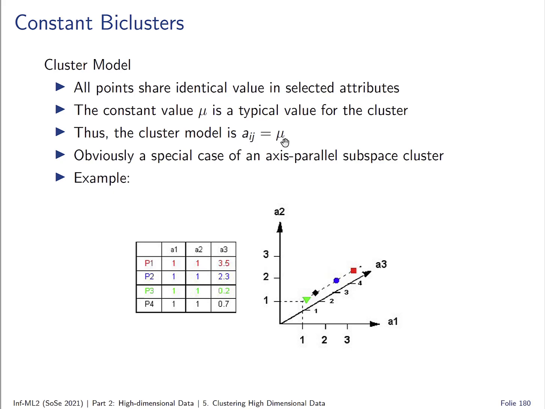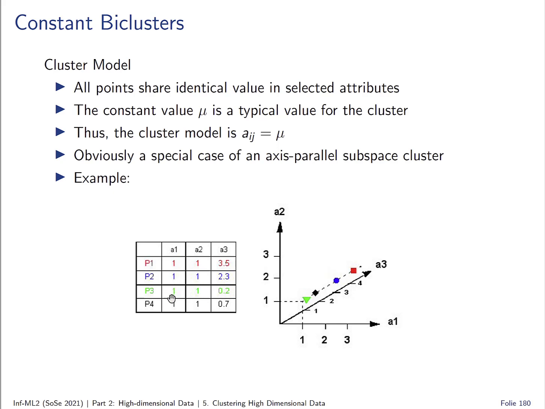And that is obviously a special case of an axis-parallel subspace cluster. We will see on one of the next slides why that is the case. Here, first of all, the example. This is a data matrix of 4 rows and 3 columns. We will always use this kind of example with several columns and several rows.